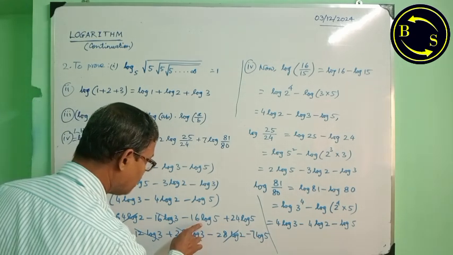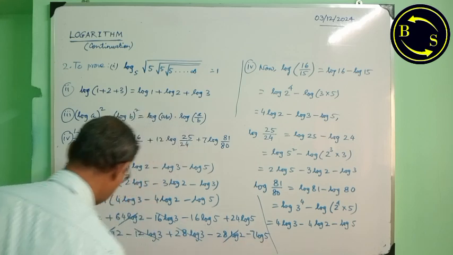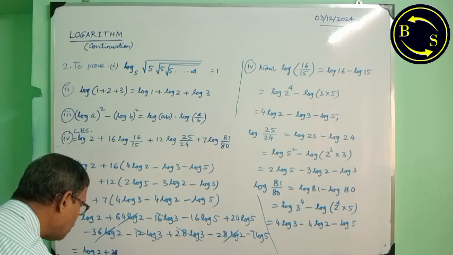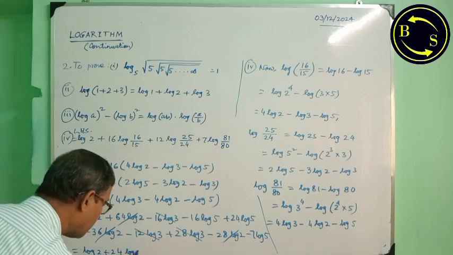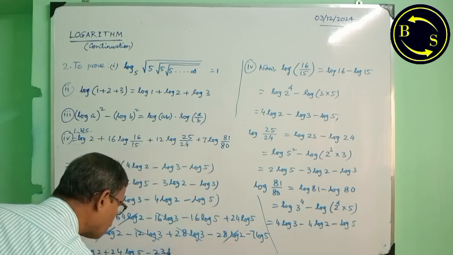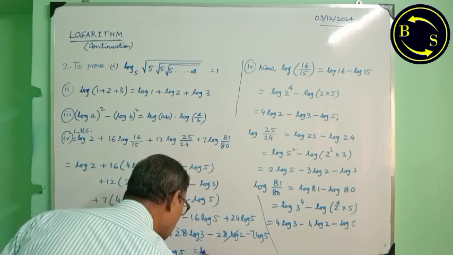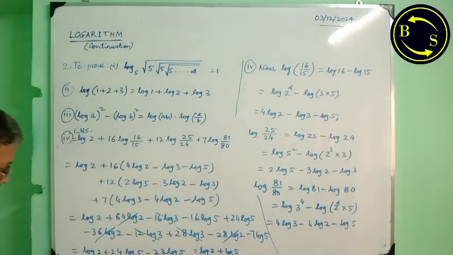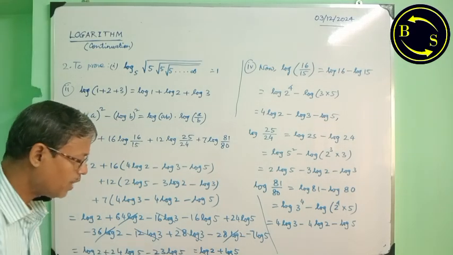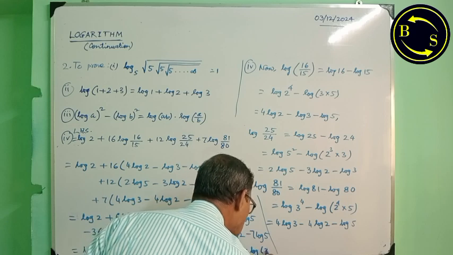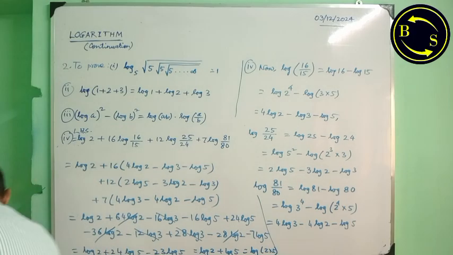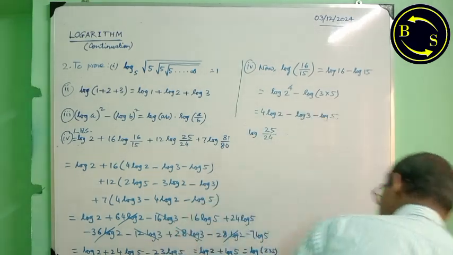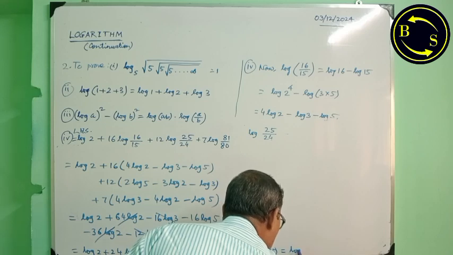Then 16 log 5 minus 7 log 5, that means in this step we get log 2 plus 24 log 5 and these two minus 23 log 5, so that log 2 plus log 5. 24 log 5 minus 23 log 5 is log 5, therefore this is log of 2 into 5, that is equal to log of 10.